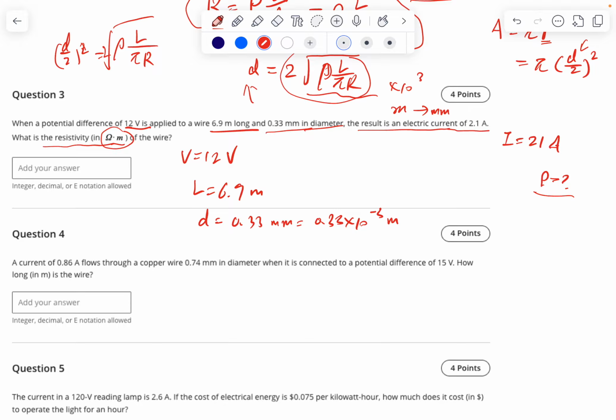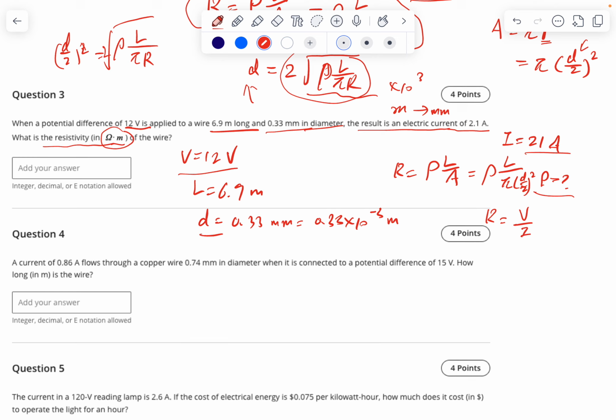First, looking for rho, you need to find R. R equals rho L over A, and if you know the diameter, also equal to rho L over pi (d over 2) squared. So this is the resistance, and we don't know the resistance. However, you can get the resistance from voltage and current, so resistance also equals voltage over current. So we know everything.